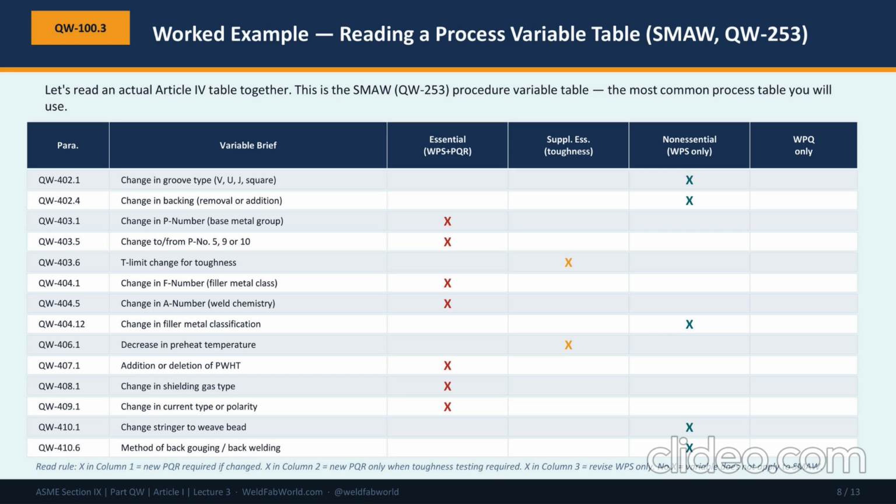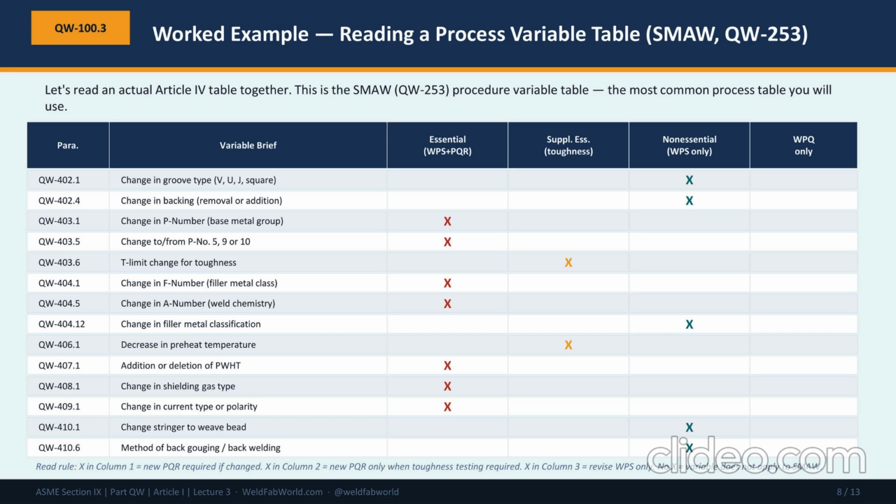QW404.5, change in A number, deposited weld metal chemistry. Column 1, essential. The A number classifies the chemistry of the deposited weld metal. A different A number means a different alloy composition in the weld. That directly affects mechanical properties, tensile strength, toughness, corrosion resistance. New PQR.